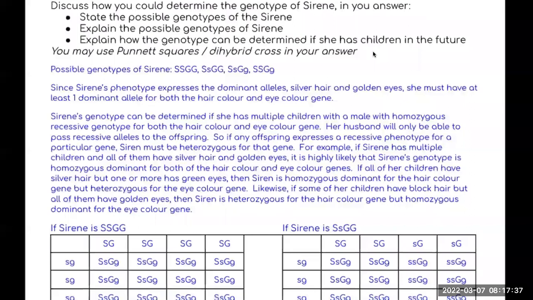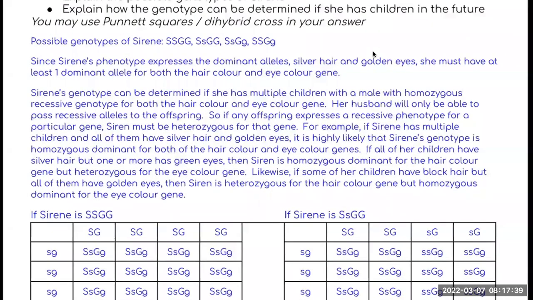Now, the possible genotypes of Serine, there are 4, because if you look at the phenotype, not genotype, the physical appearance of Serine, you can see that she has a dominant phenotype, which means she has silver hair and golden eyes. For this to be possible, she must have at least one dominant allele for each of the two genes, the hair color and the eye color gene. So that's why I've written down all the possible genotypes that have at least one dominant allele and all the possible combinations.